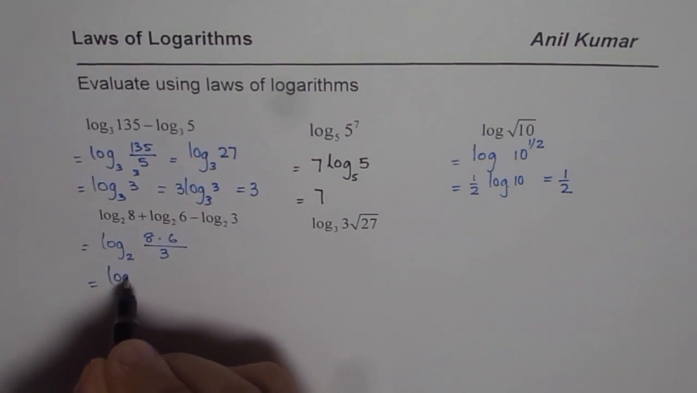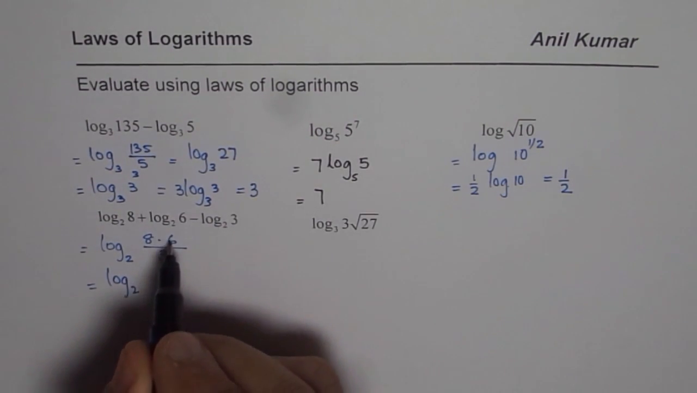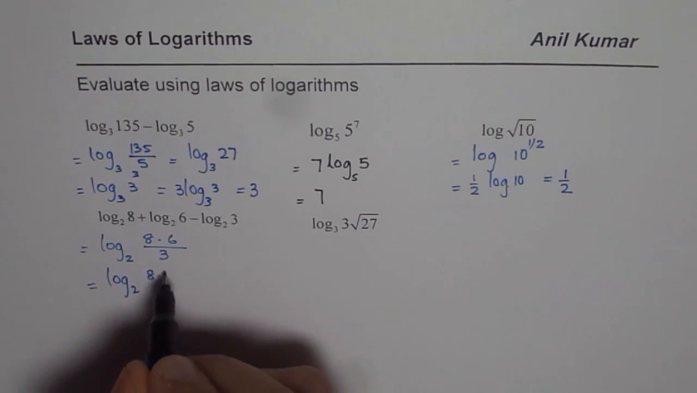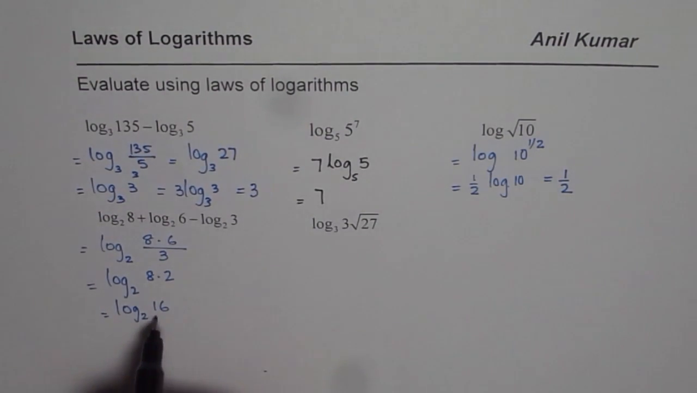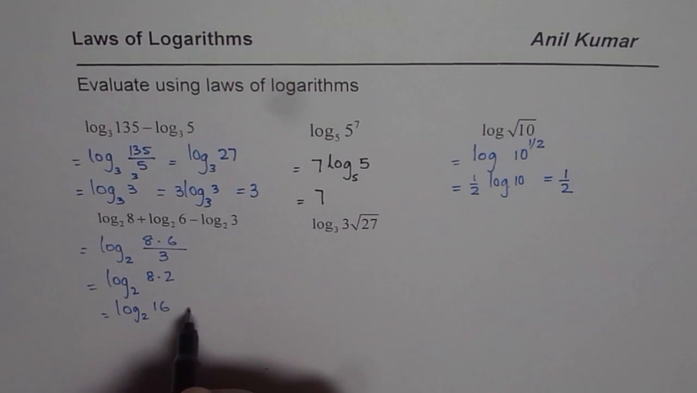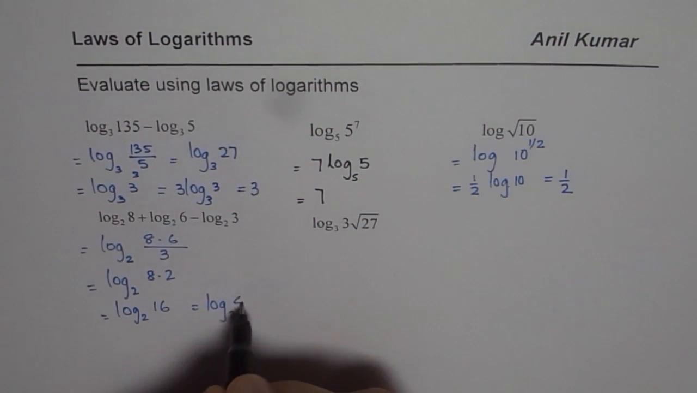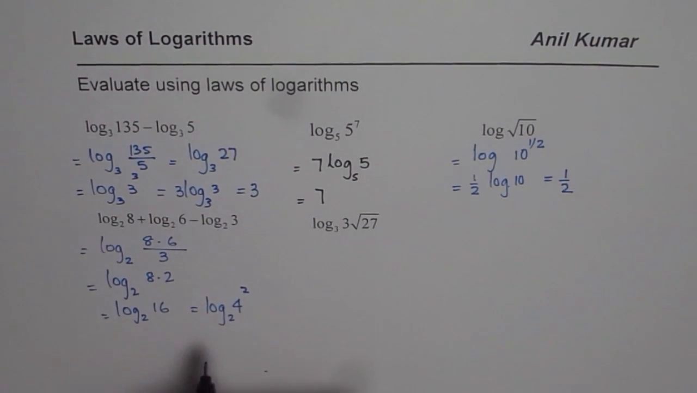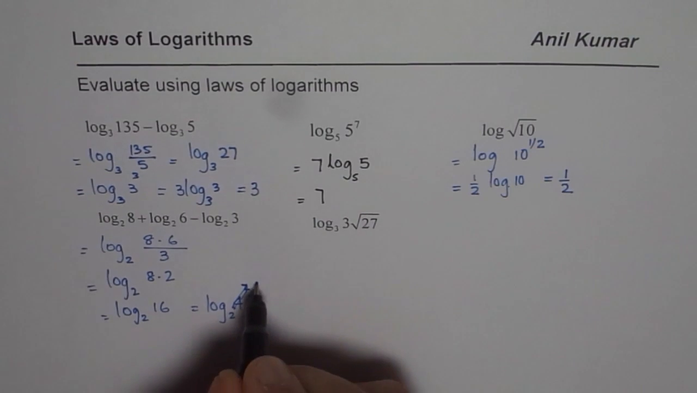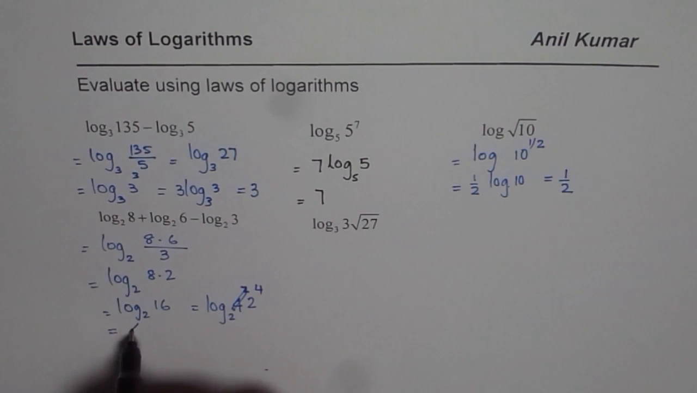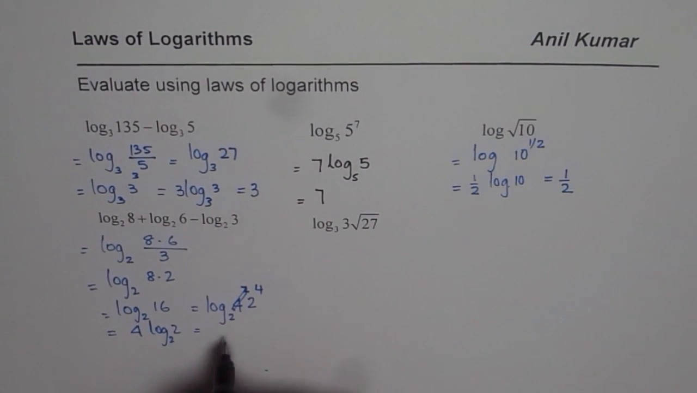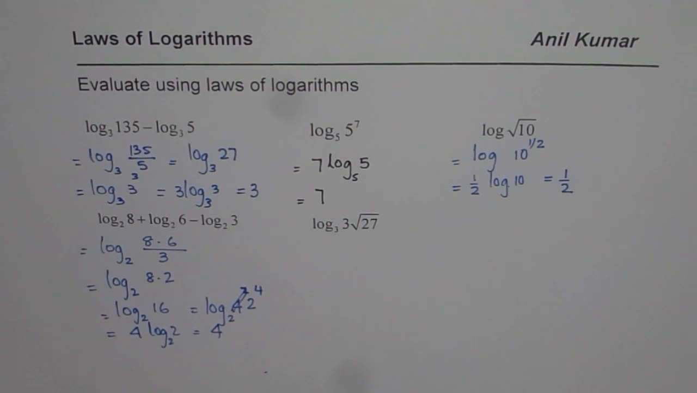So you get log to the base 2 of, you can simplify this, right? So we could write this as 8 times 2, which is 16. So let me write this as log to the base 2 of 16. Now I can write 16 as 2 to the power of 4, right? In fact, I should have written 2 to the power of 4. Let me write this as 2 to the power of 4. Since the base is 2, we have to write it with the same base as the log. Now we can apply the power rule and write this as 4 times log to the base 2 of 2, which is 4, right? So that is how we can actually solve the expressions in steps, correct?